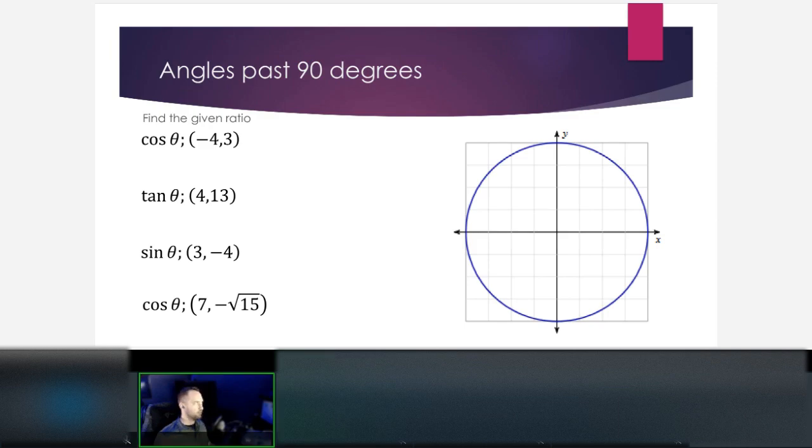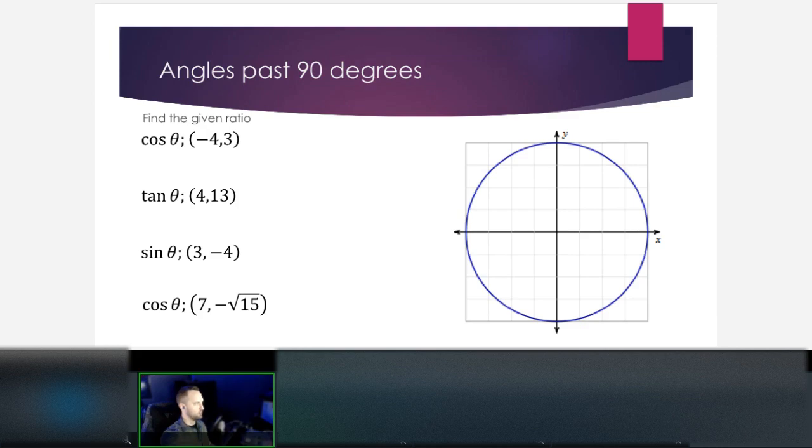All right, so we want to find the given ratio. We're not solving for theta, we're just setting it up. One thing we can do, if it helps, is plot these points so you can see what quadrant they're in. It would be very helpful, but you really don't need to. I'm going to show you why you don't necessarily need to plot these.